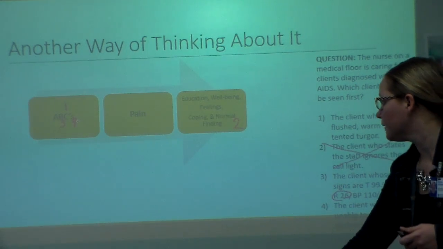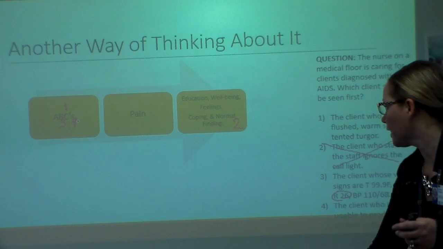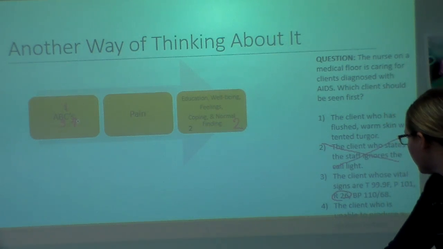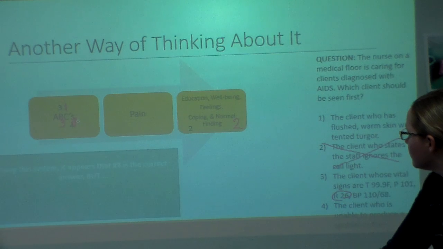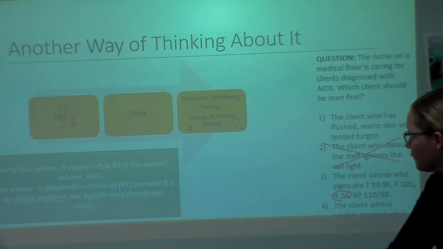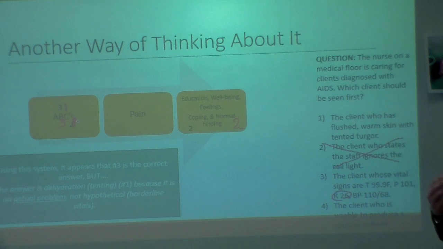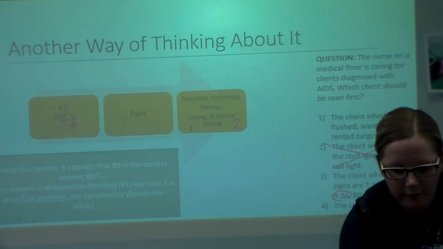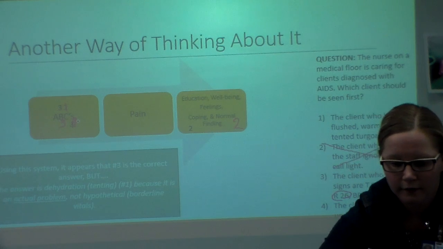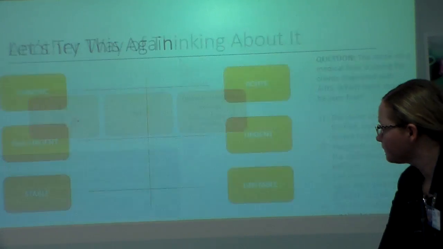So if you were to do it this way and not have that other strategy in your back pocket, it would look like number 3 is the right answer. But the answer is dehydration, because you have the tenting and the warm skin and the flushed skin, because it's an actual problem, not a potential problem. So I like to do it both ways so you can see if you're stuck on one way, try and think of that spectrum here. So we'll do another one.